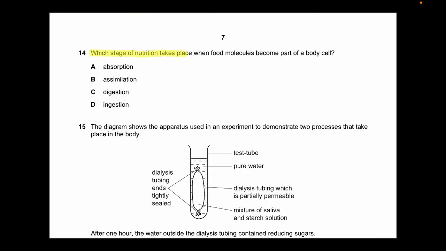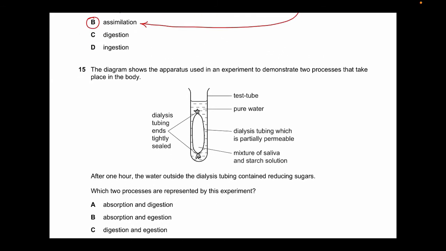Which stage of nutrition takes place when food molecules become part of body cells? We know that when food molecule becomes part of body cells, it is defined as assimilation. So option B is the correct answer.